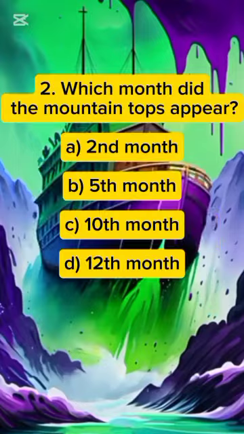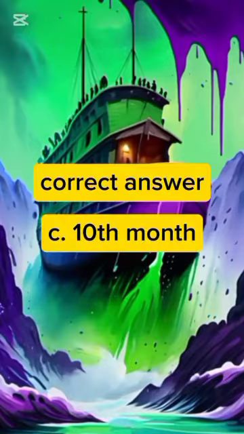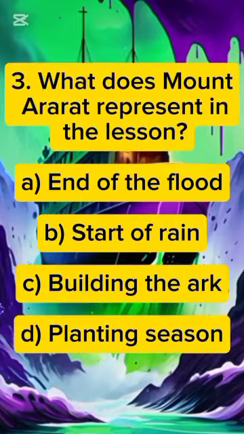Question 2. Which month did the mountain top appear? A. 2nd month. B. 5th month. C. 10th month. D. 12th month. Correct answer C. 10th month.